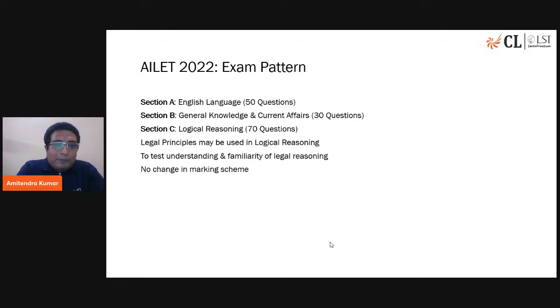Don't worry about that. Whether a sample paper will come or not, that is yet to be seen. I don't expect that to be happening out there. But I think the type of questions which was there even in earlier AILET is something which is not going to change. But yes, one of the significant changes is legal gets merged with logical, and quant has been removed. No change in the marking scheme.